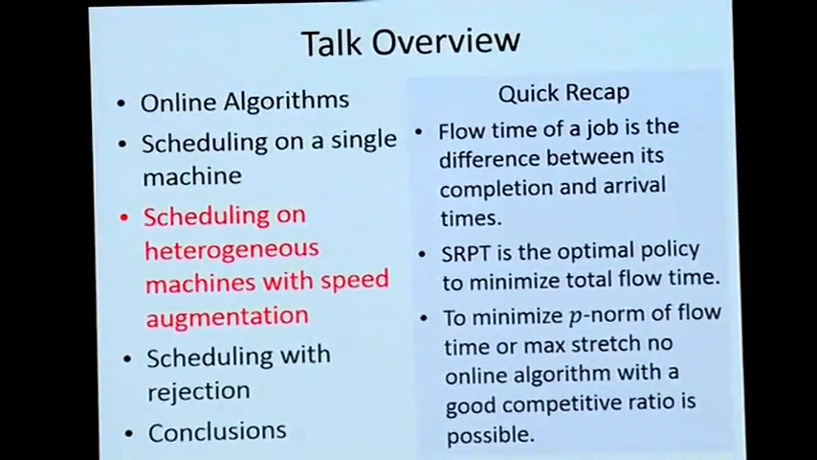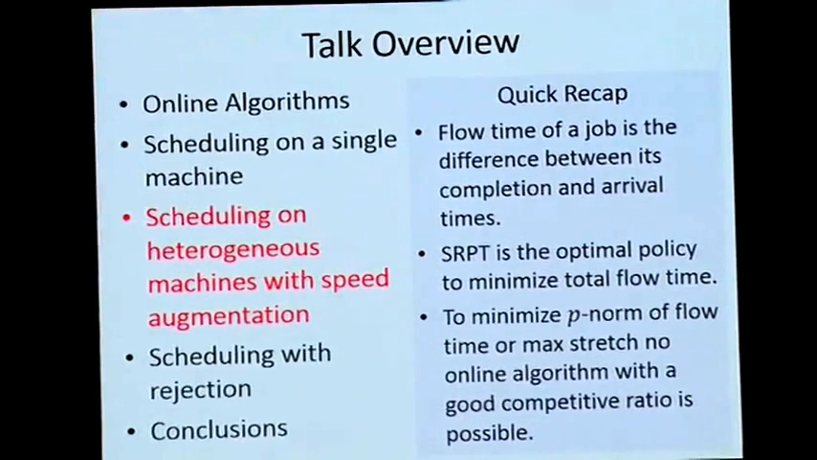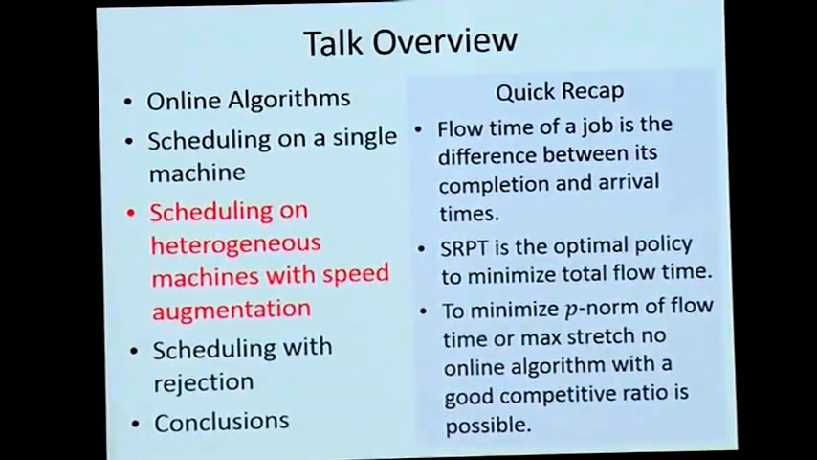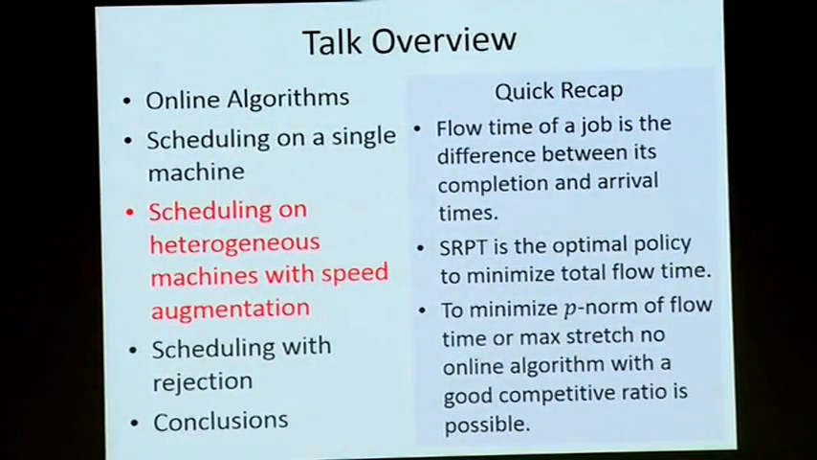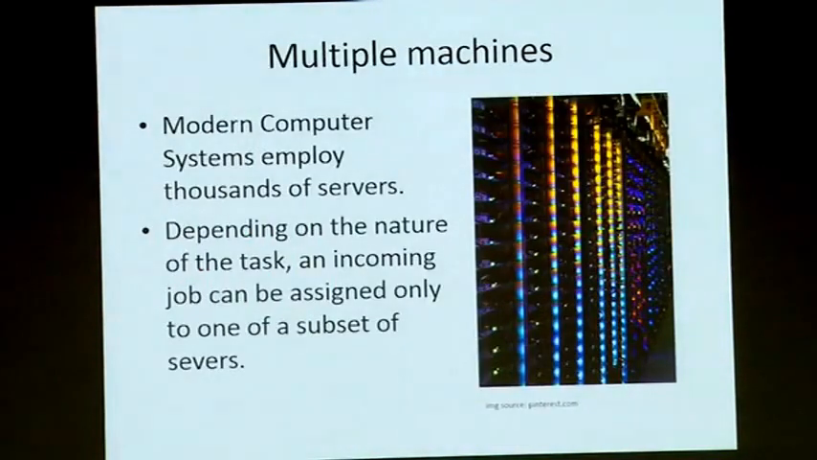Okay, so a quick recap. Flow time is just arrival to completion. SRPT is the optimum way of scheduling jobs if you have a single machine and you want to minimize total flow time. And any other interesting measure when you want to bring fairness in becomes hard.